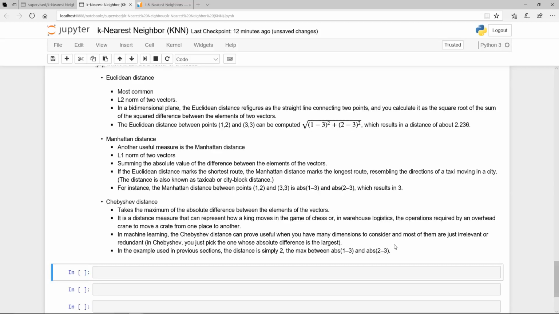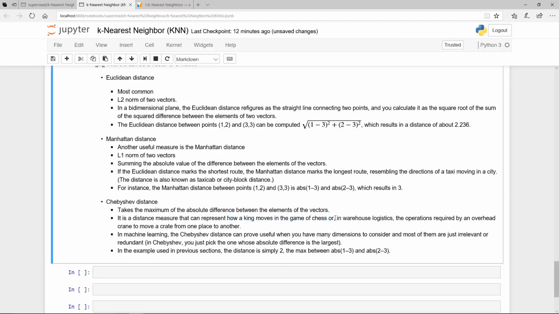The other way to look at it is how a king moves in a game of chess, or, in warehouse logistics, the operations required by an overhead crane to move a crate from one place to another. So it's really the maximum of the absolute differences between the elements of the vectors. That's the background of a couple of different types of distance.